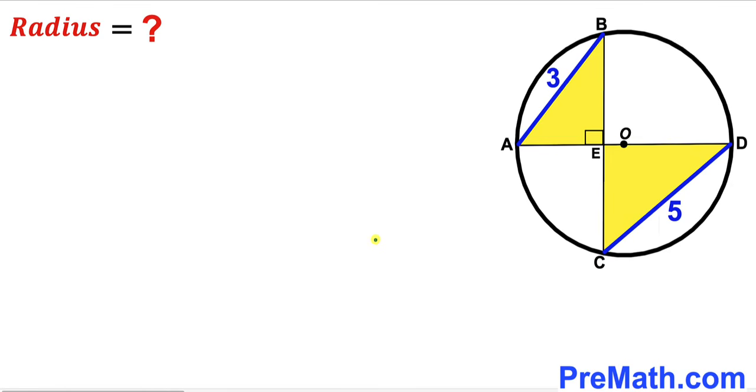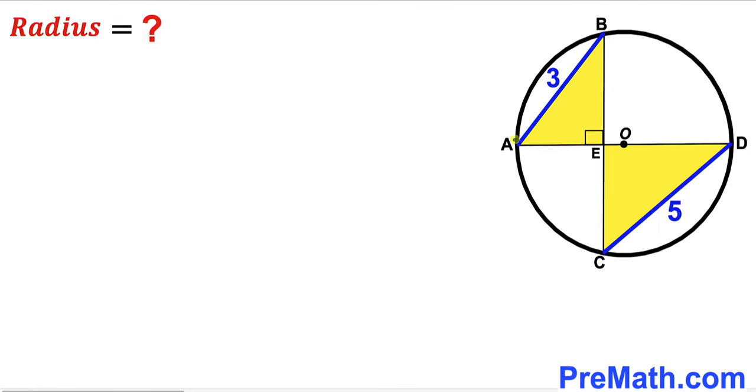Welcome to PreMath. In this video, we have these two yellow shaded right triangles, AEB and the other right triangle CED, fully inscribed in a circle with center O, as you can see in this given diagram. As a result, we get these two chords.